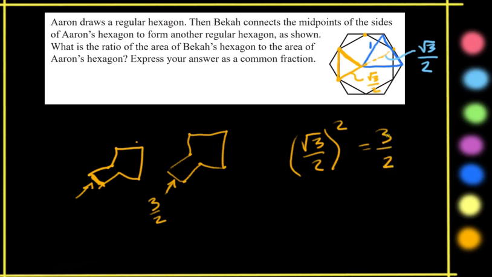Now, since that's bigger than 1, that'll be the ratio of the bigger one to the smaller one. What did they want to know? They want to know the ratio of the area of Becca's hexagon to the area of Aaron's hexagon. Becca's was the smaller one, so we're going to have to do 2/3 for this one then, right?